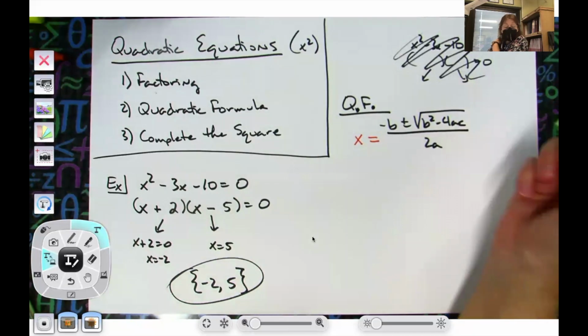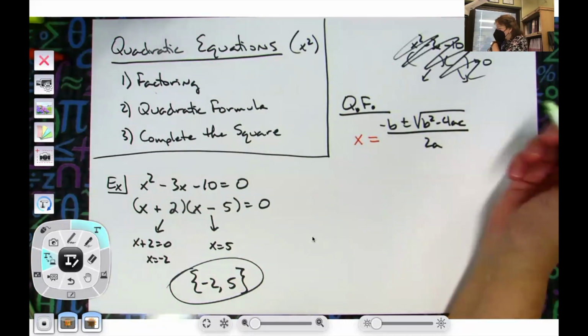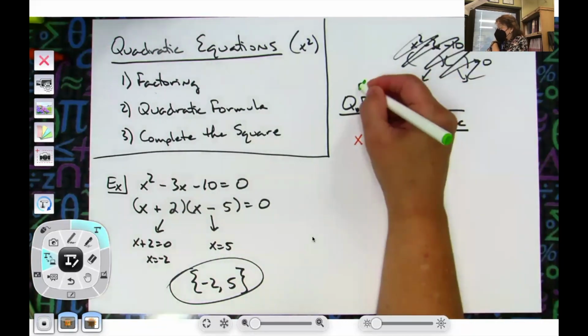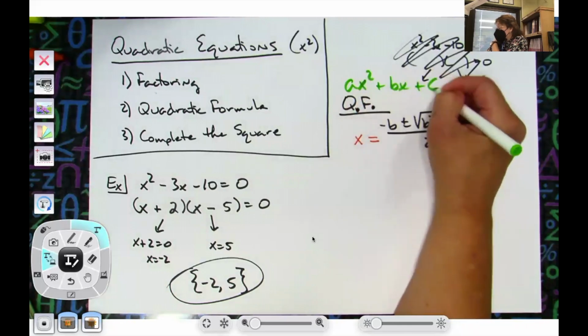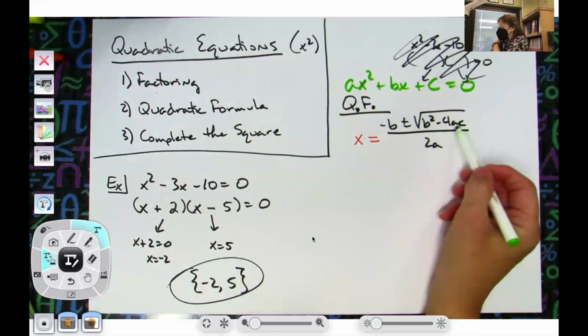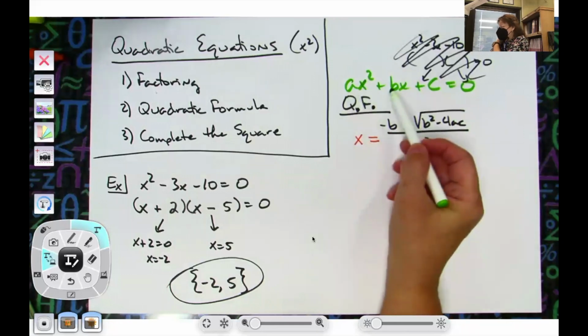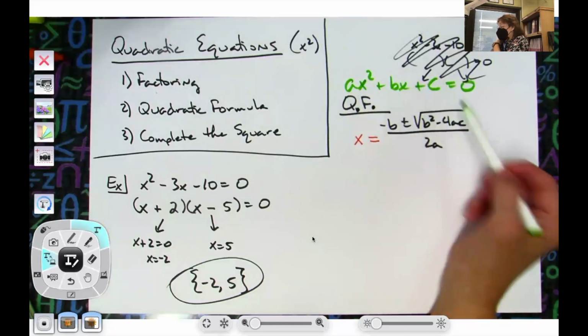At this point, we know this, I believe. We know that it's ax squared plus bx plus c equals 0. So the a's and b's and c's are your coefficients in here, and then your constant right here is for your c.